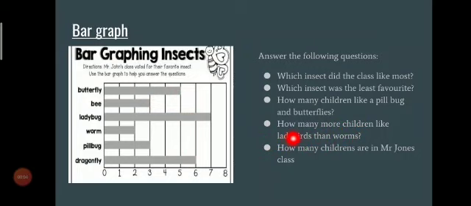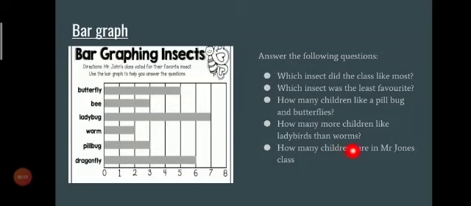So read very carefully with me. How many more children like ladybird than worm? Look at here. This is the bar of ladybird. 7 votes. Worm has 2 votes. How many more votes does ladybug have? 7 minus 2. Give me the answer.